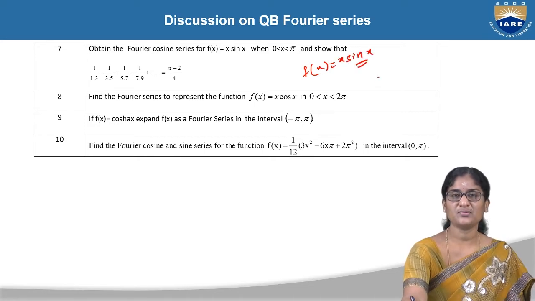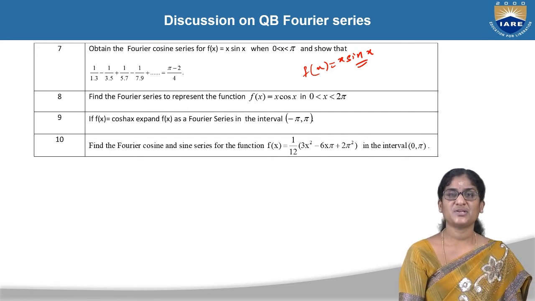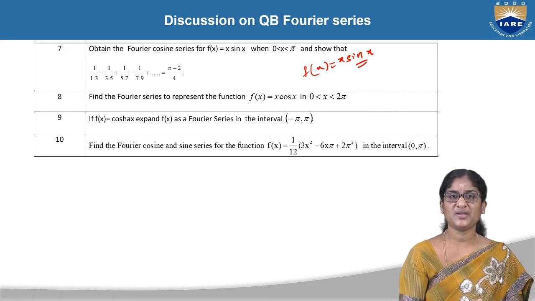Now we need to find out the Fourier coefficients. What are the Fourier coefficients? a0 by 2 plus summation an cos nx plus bn sin nx. In that, a0, an and bn are the three Fourier coefficients. We need to find them in the interval 0 to pi, and after finding them we have to take the deduction part. For the deduction part we need to assume x is equal to pi by 2 or 0.